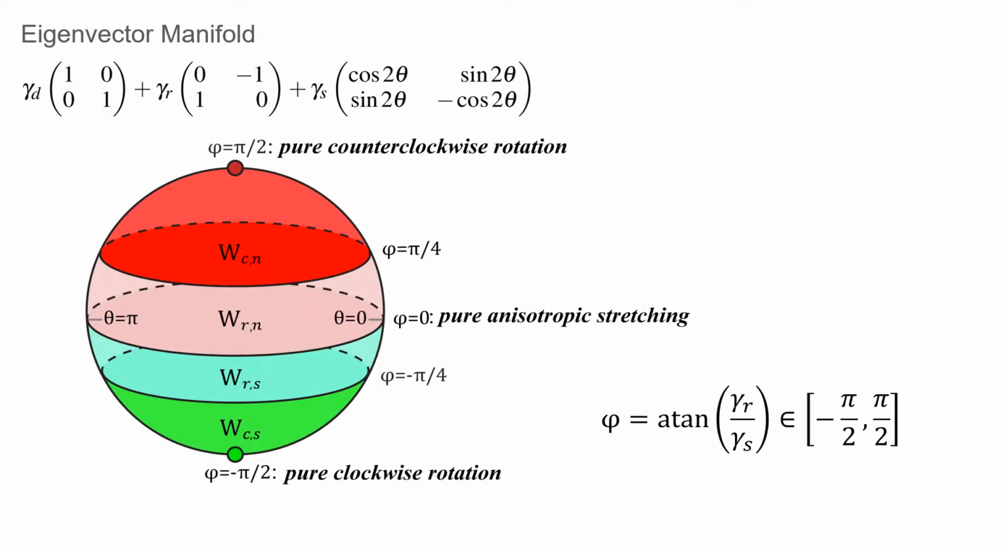Upon the decomposition into the real and complex domains, the eigenvector manifold contains 4 distinct regions: pure counterclockwise rotation and pure clockwise rotation in the complex domain, and anisotropic stretching, also called pure shear, in both the real and complex domains.